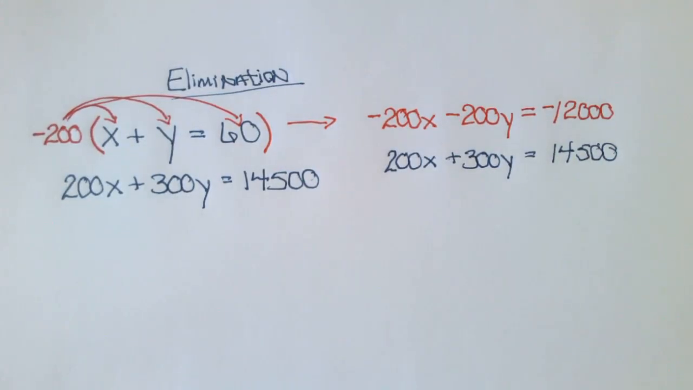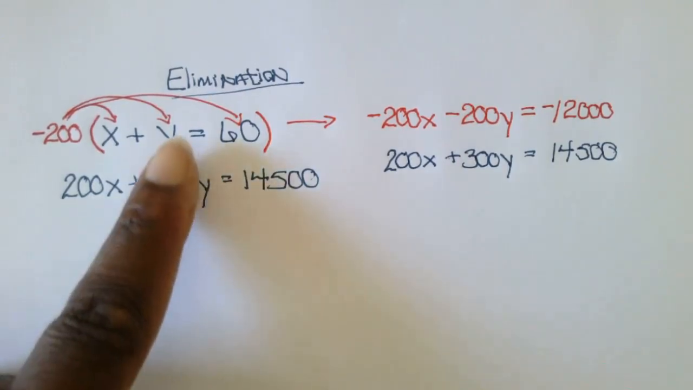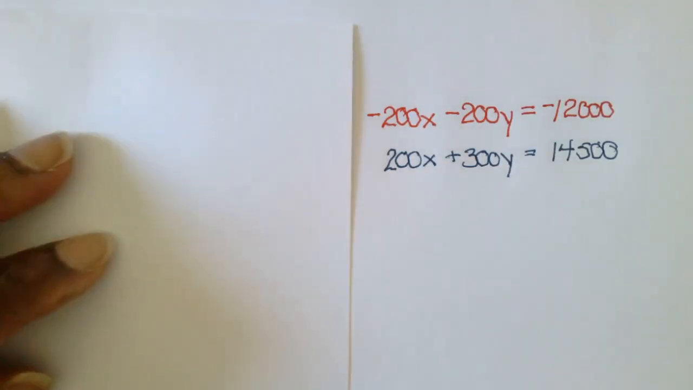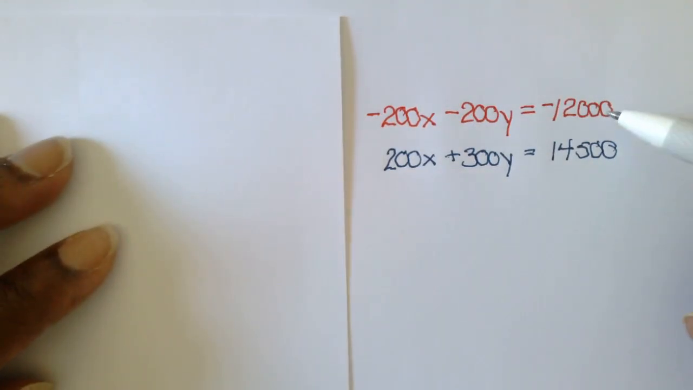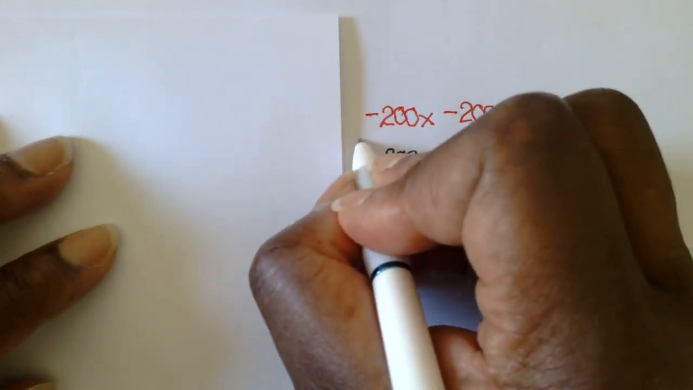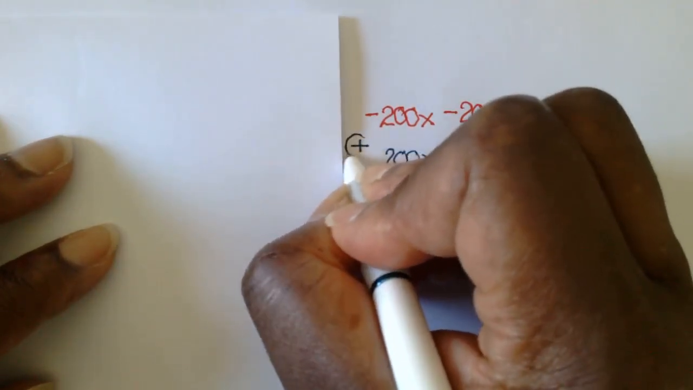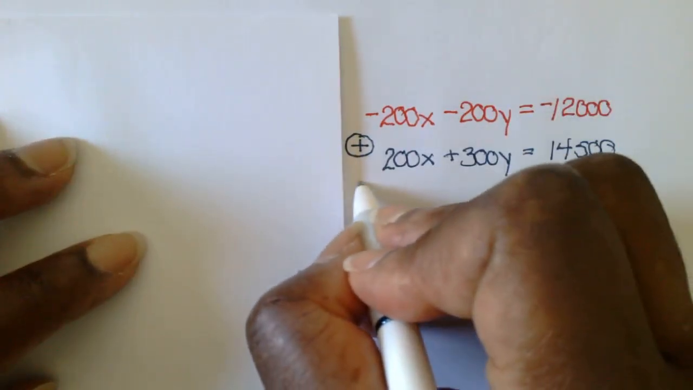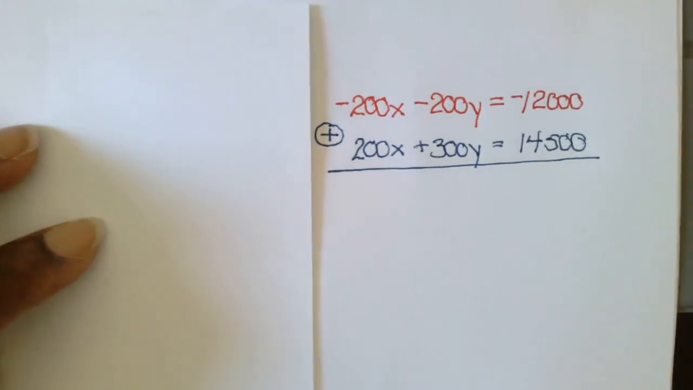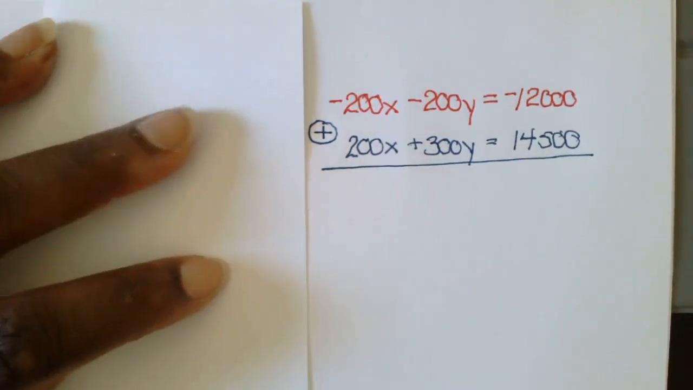Okay, so now these equations no longer exist. Now you're going to focus your attention on these two equations. What we're going to do is add these two equations together vertically. So this is what happens when you add them vertically.